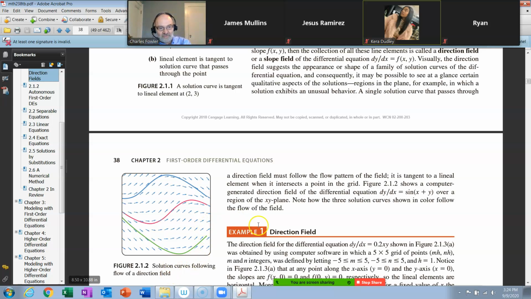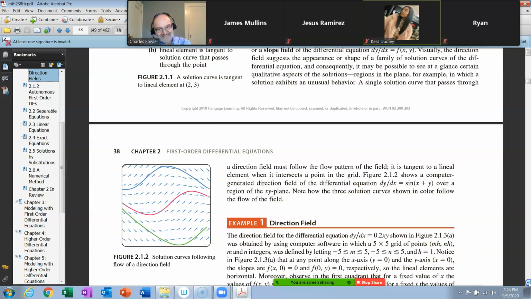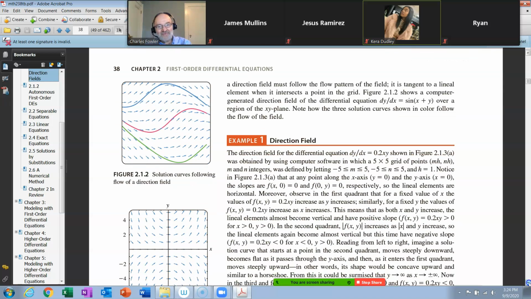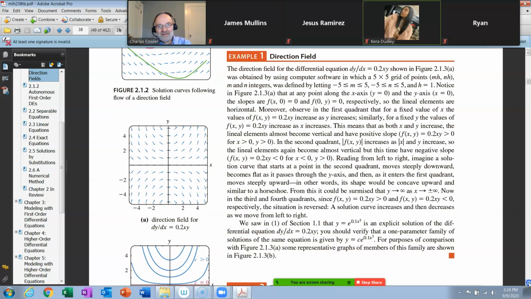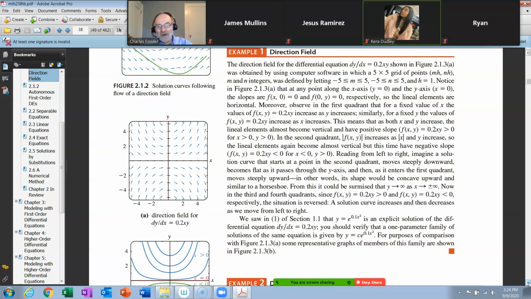So let's see if we can do example 1. Now the problem is we have a lot of points on a graph, and it almost seems like you need to do an arrow for each one. They've done it for you here, computer drawn, pretty nice. If you're doing these by hand, it's a real pain in the neck.